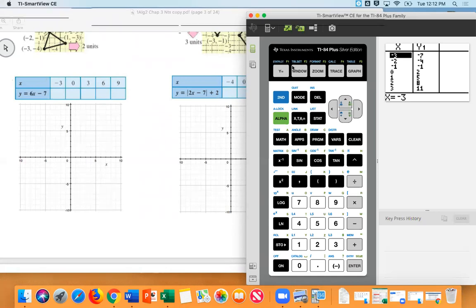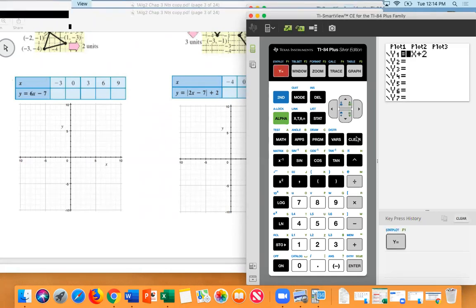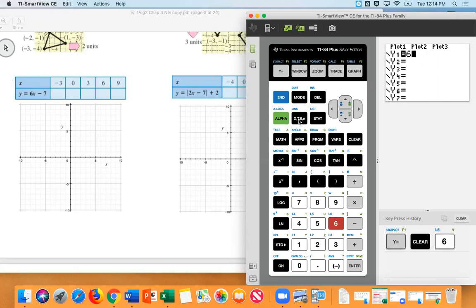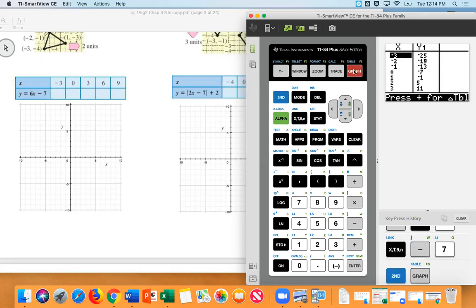So I can come over here and type in 6x minus 7. And I need to get the table. So I'm going to hit the blue button and graph, and it gives me my table. Now, these numbers in the table will correspond to the numbers in x. So -3, that's going to be -25. 0 is going to be -7. 3 is going to be 11.